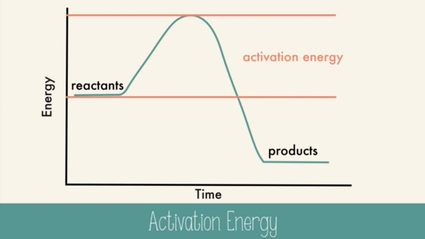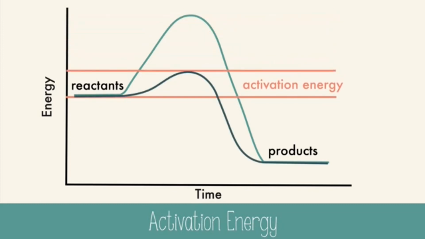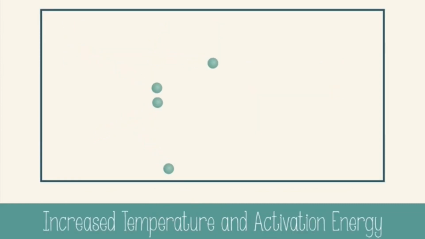For some reactions, the activation energy is larger, and for some reactions, the activation energy is smaller, depending on the type of bonds broken and formed. Generally speaking, when you increase the temperature, the activation energy is easily attained, so the rate of the reaction is much faster. That's because you are increasing the kinetic energy of the molecules, thereby increasing the frequency of collisions.